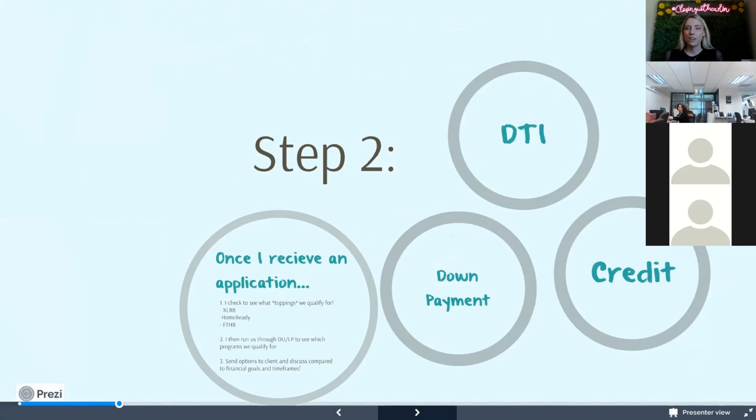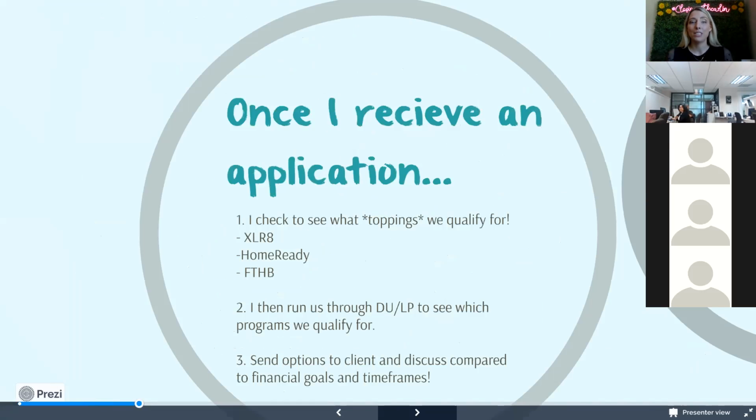So once we figure out which lender we're going to go with, which financing is going to be better for us, the lender is going to, well, I am going to check and see what toppings we qualify for. So what do I mean by toppings? You have an ice cream sundae, you've got your ice cream. What goes better with ice cream than sprinkles and syrup and whipped cream? So we've got these toppings that we can add on to our already existing programs.